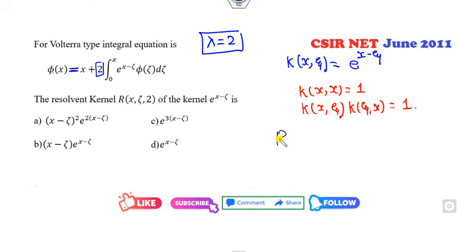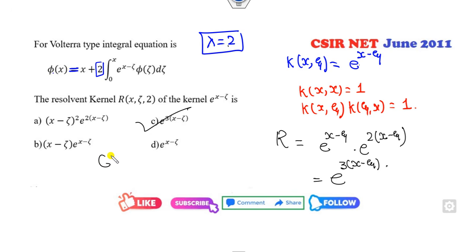So what is the resolvent kernel? It's the given function x minus xi. What is the lambda? Lambda is 2, so 2 times x minus xi. So what is the answer of this? 3 times x minus xi. So C is my right answer for this problem.